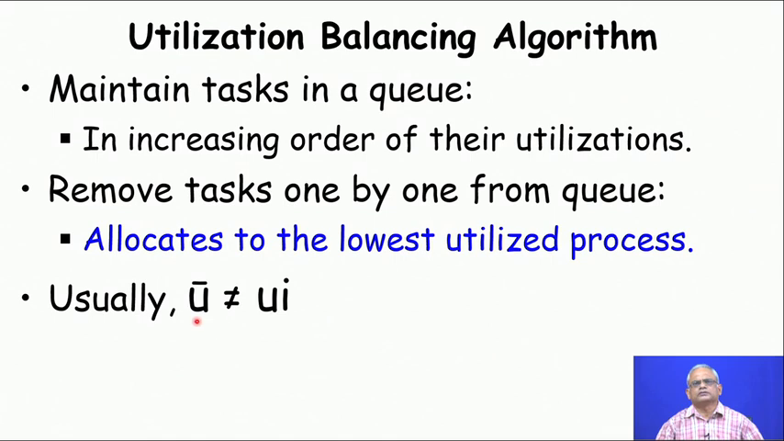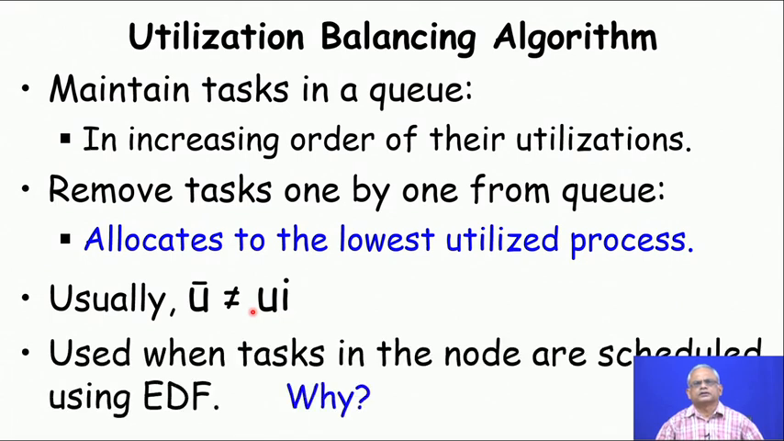is not really equal to the mean utilization, or in other words, the utilization is not really fully balanced by using this greedy algorithm. And the utilization balancing algorithm is used in conjunction with EDF. The allocation is done by the utilization balancing algorithm, but the individual processor scheduling is done by the EDF algorithm.